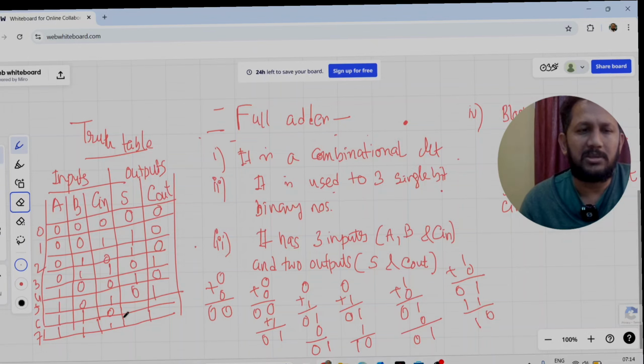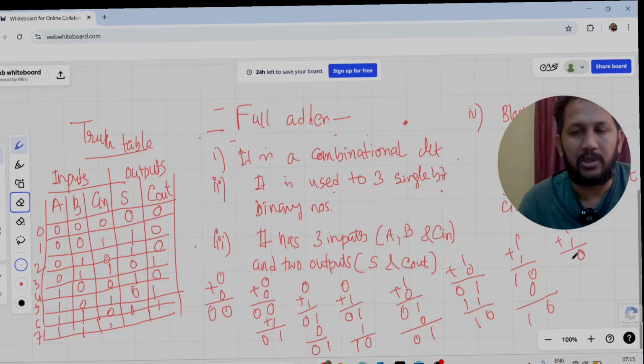It is easy to remember this concept. 1 plus 1, that is sum 0, there is a carry. The next one is 1, 1, 0: 1 plus 1 is 0, plus 0 and carry 1, meaning sum 0, carry 1. For 1, 1, 1: 1 plus 1 is sum 0, carry 1, and then the added 1 gives sum 1, carry 1. So in this way, we create the truth table for the full adder.